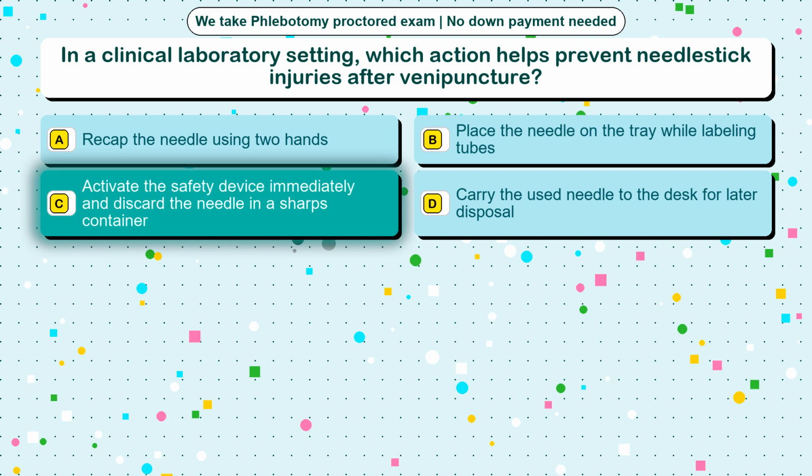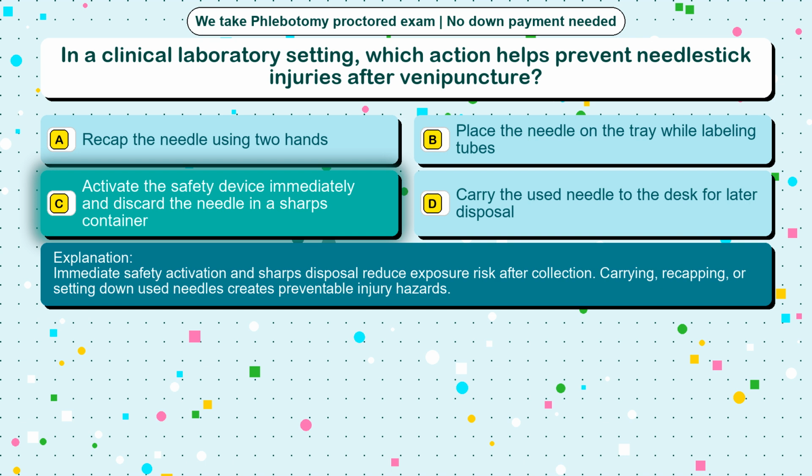The correct answer is option C. Activate the safety device immediately and discard the needle in a sharps container. Immediate safety activation and sharps disposal reduce exposure risk after collection. Carrying, recapping, or setting down used needles creates preventable injury hazards.